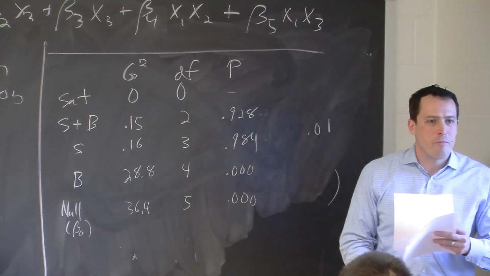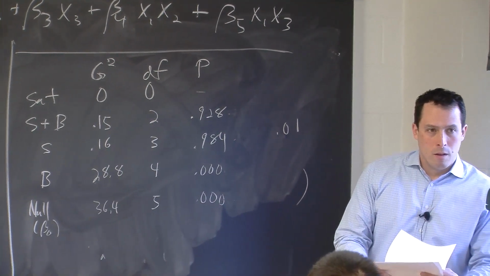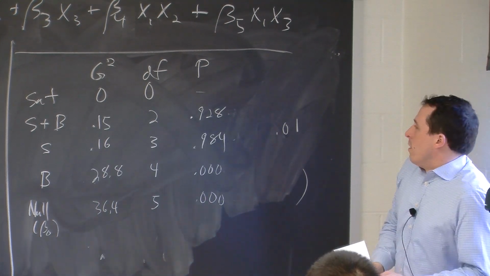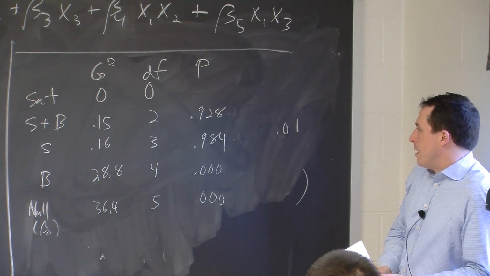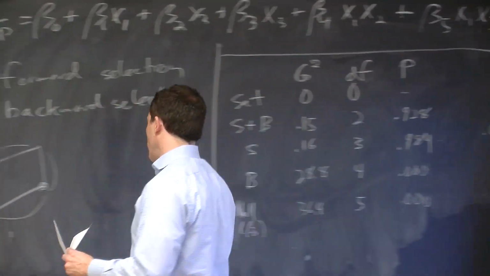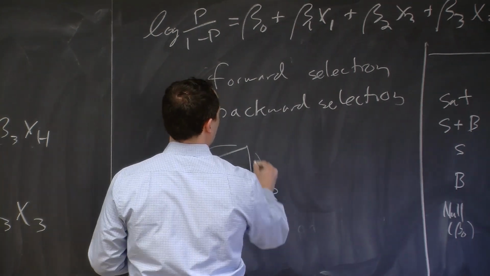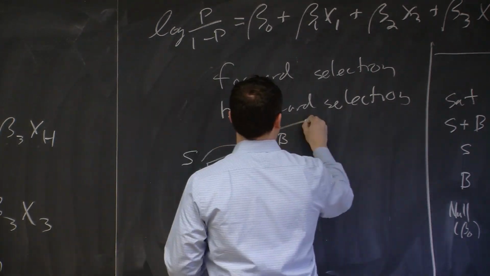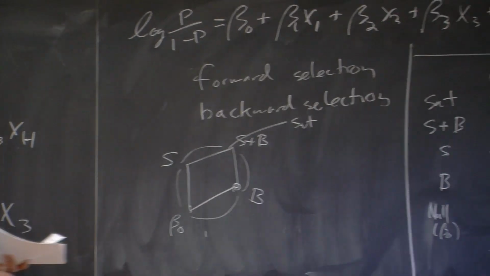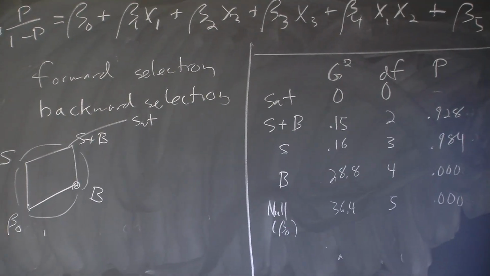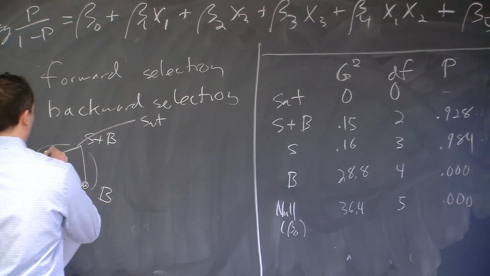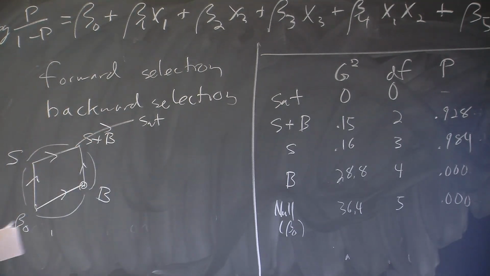Yeah, sorry. What is each model compared to? Beta naught, S, B, S plus B, saturated. So any path in this graph is a valid comparison and has a G squared and a significance associated, a delta G squared and a significance associated to it.